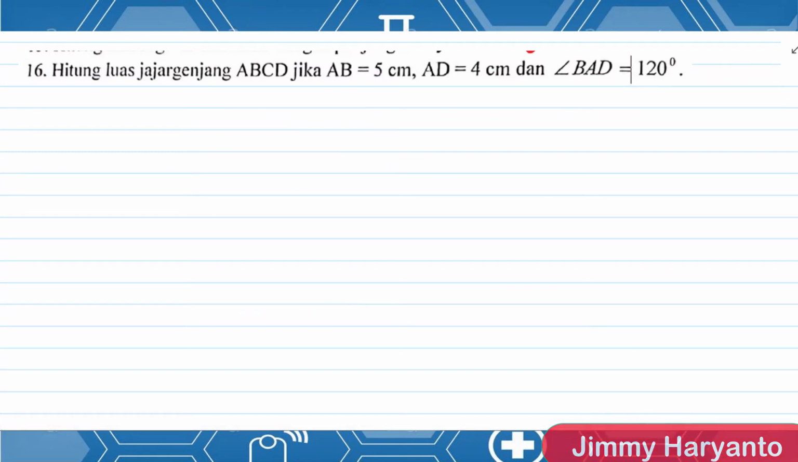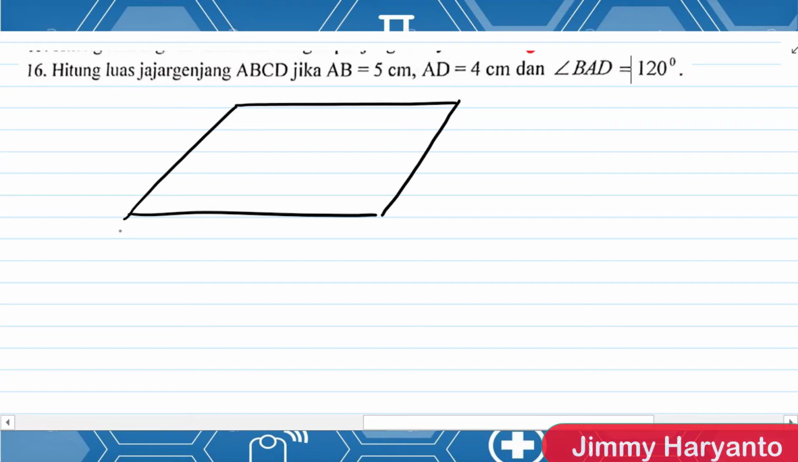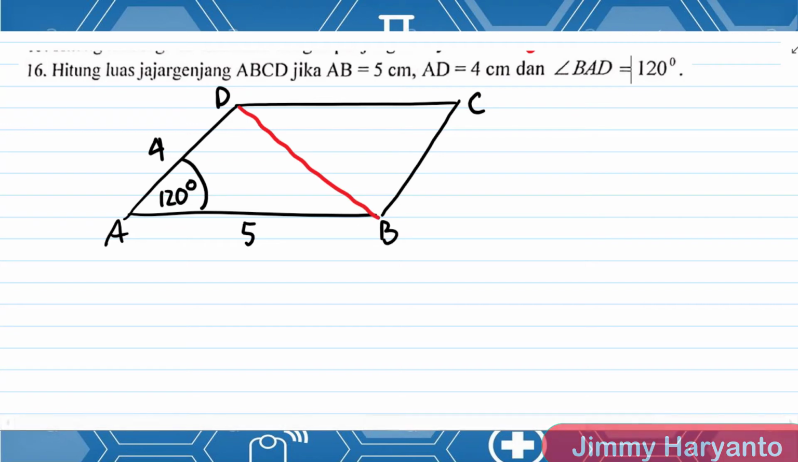Okay, next is number 16. For number 16, the area of a parallelogram. So I have this parallelogram ABCD. AB is 5, and then AD is 4 centimeters, and then angle BAD is 120 degree. I drew an acute angle instead of the obtuse angle of 120 degree. It doesn't matter, it's only sketching, so it doesn't matter.